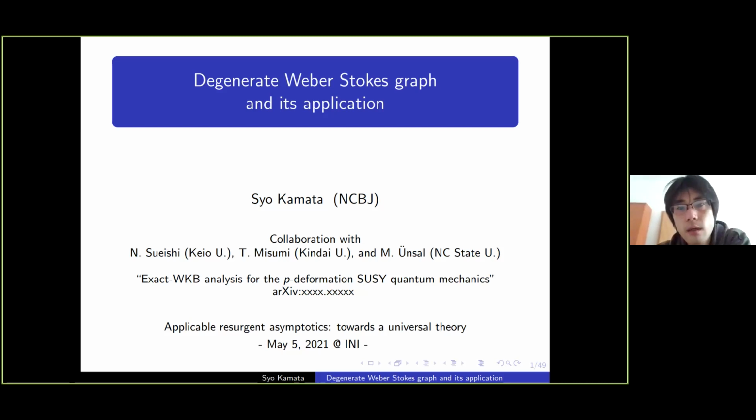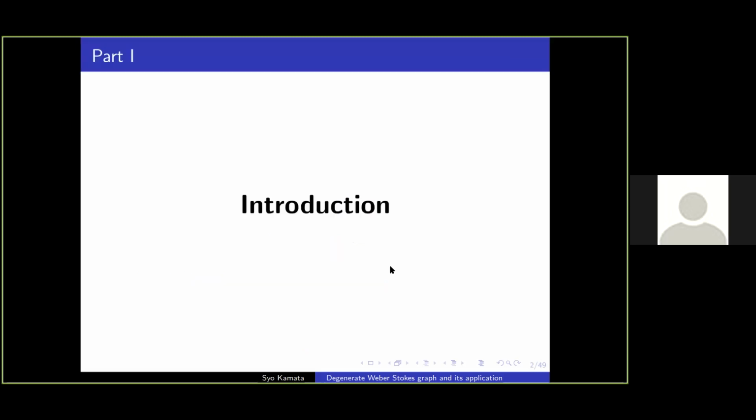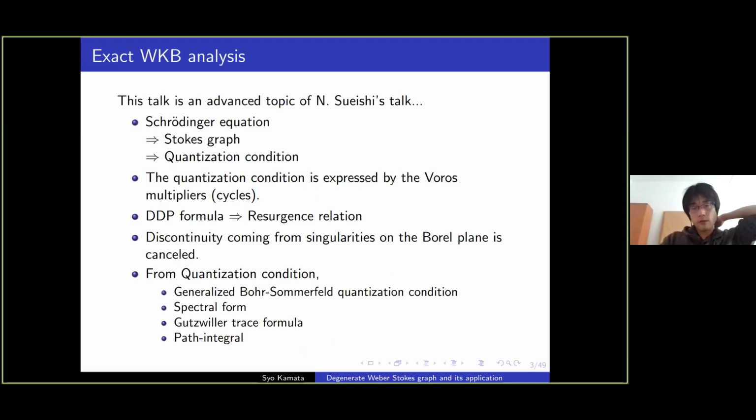First of all, I would like to thank the organizers for giving me this opportunity for this talk. Today I'm talking about the Degenerate Weber Stokes graph, which is an extension of the ARA type Stokes graph, and I would also like to show its application. This talk is based on this paper, which will appear soon, I hope, in collaboration with Miss Misan and Mr. Tsunzel.